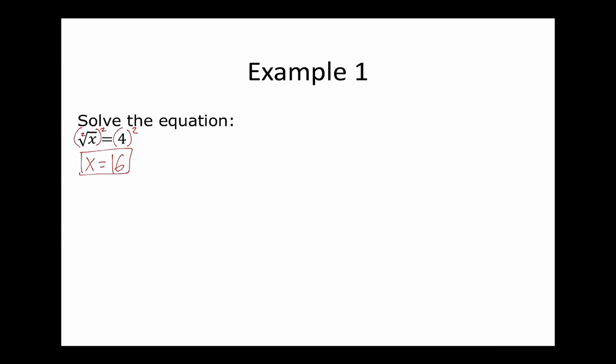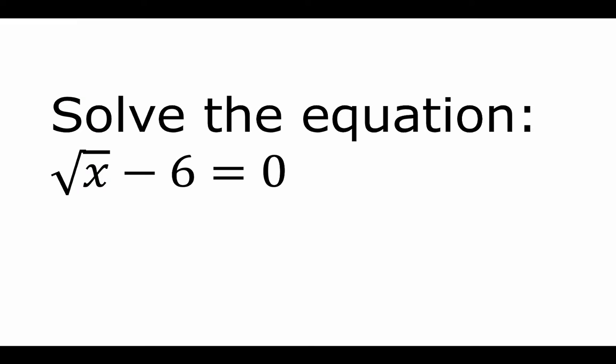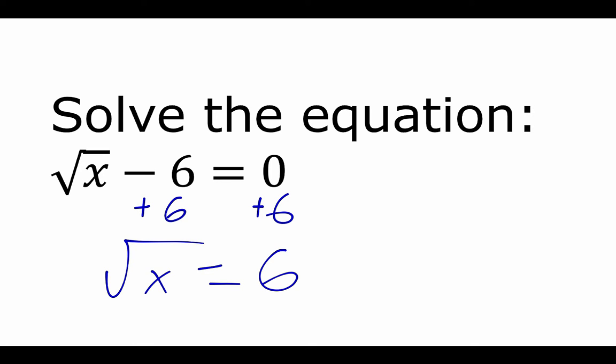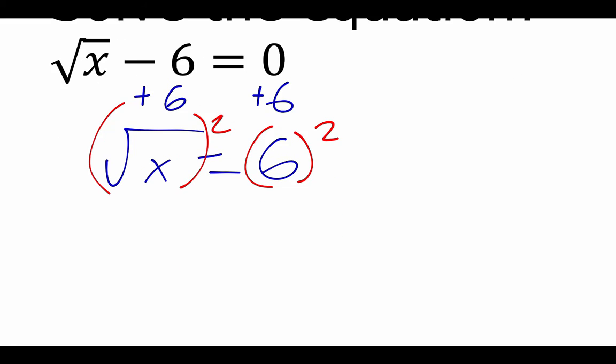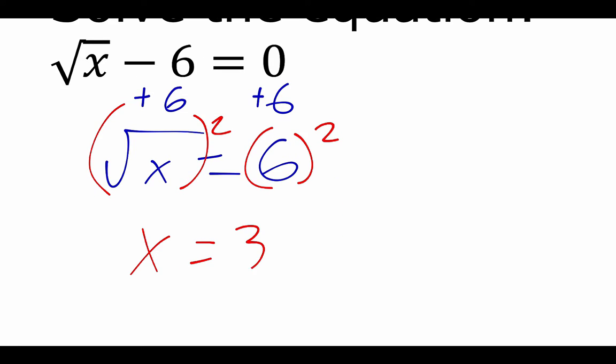Let's try out something that's a little more complicated. And by a little, I mean just a little. We're asked to solve the equation square root of x minus 6 equals 0. Let's add 6 to both sides. So we have the square root of x equals positive 6, just like in the previous problem. Let's square both sides. And we end up with x equals 36.